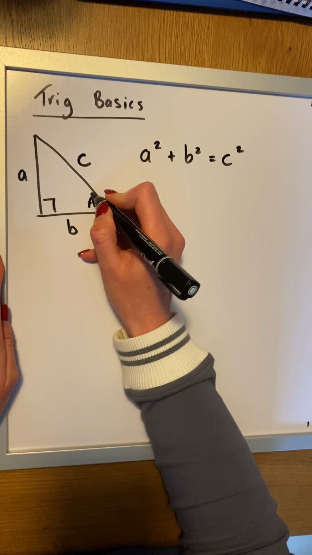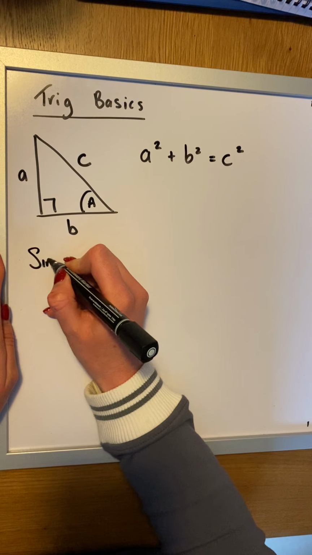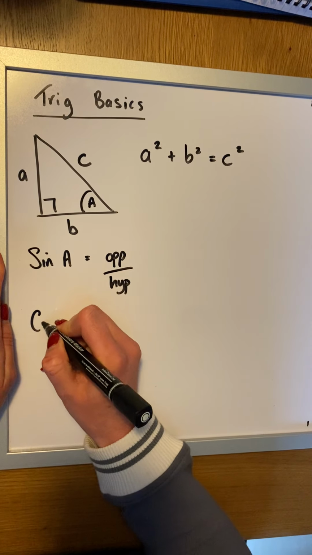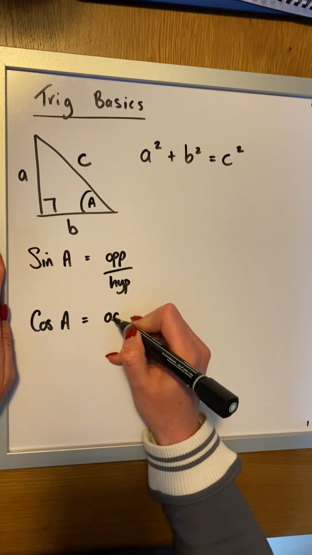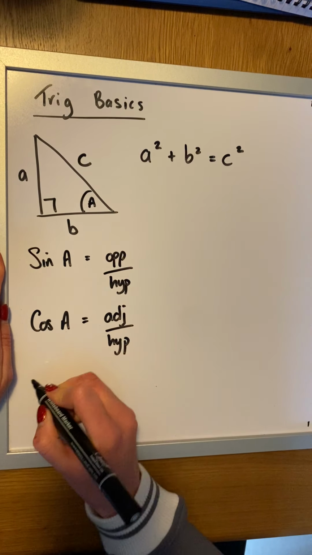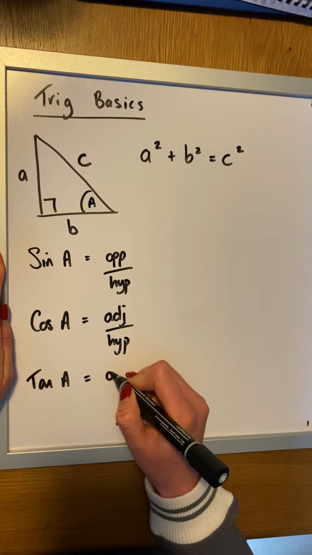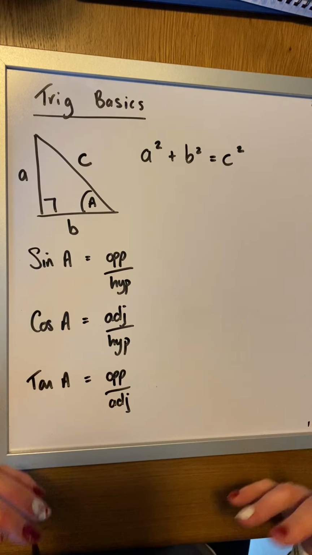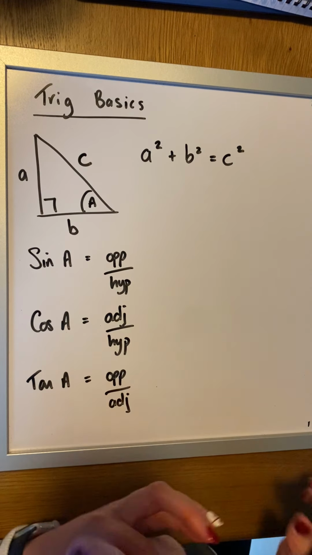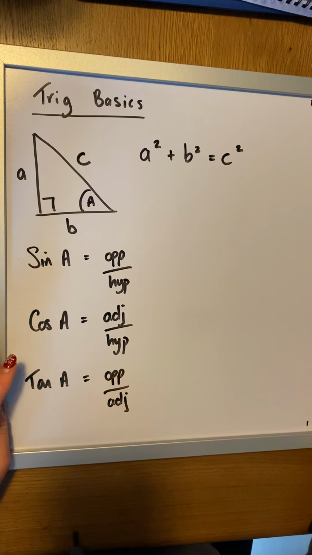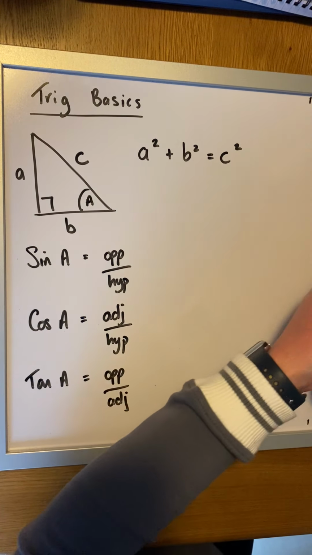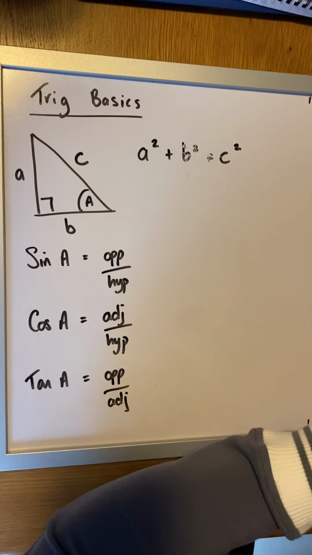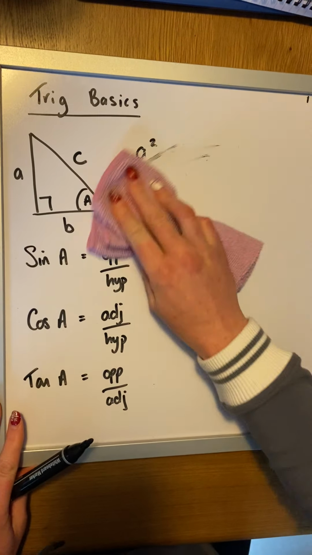We also know that if we have one of the angles here, the sine of A is the opposite over the hypotenuse. The cos of the angle A is the adjacent over the hypotenuse, and the tan of the angle A is the opposite over the adjacent. So all of this information is relevant in terms of solving a problem involving a right angle triangle. For the purposes of this video, we're going to look at questions from exercise 4 on pages 174 and 175, just to give you an idea of how to apply this knowledge to these kinds of questions.